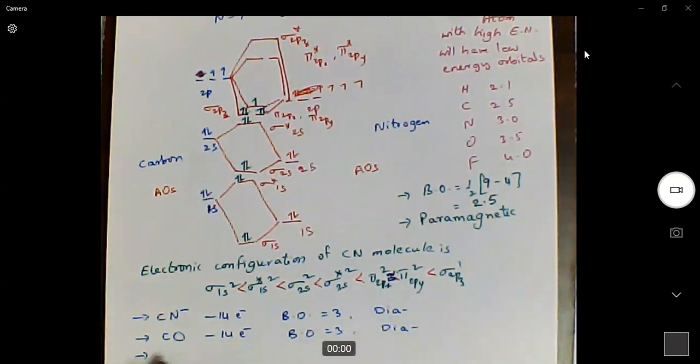And the next molecule is NO. Nitrogen 7, oxygen 8. So altogether we have 15 electrons. The bond order is 2.5 because it is having an odd number of electrons. One will be a single electron. So it is a paramagnetic material. I will quickly construct the MO diagram for NO molecule and then we will see some problems.